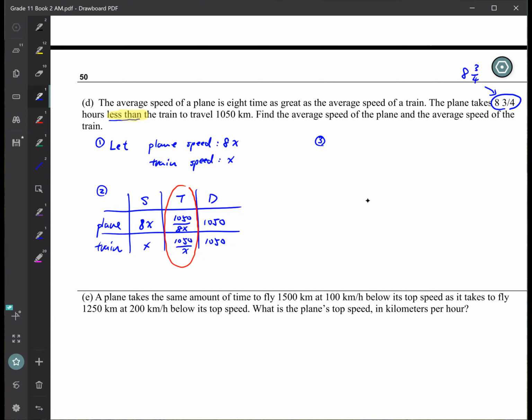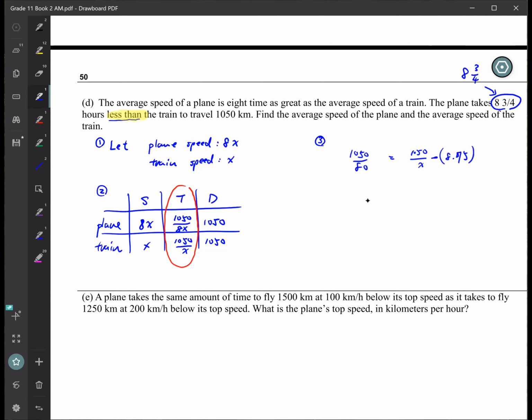I'm not sure if this is correct, but I have 1050 divided by 8x equals 1050 divided by x times 8.75. Times 8.75, like that? Yeah. Okay. Why do you think it's times? Because it's like, oh wait, no, it's less. So would it just be minus? Let me change that. Minus, like that? Yeah. Okay.